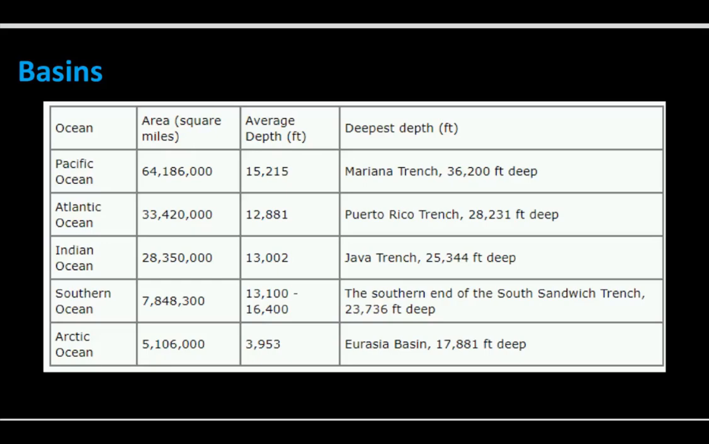But overall, the Mariana Trench is the deepest part of the ocean. And what you'll notice, if you were to look at a picture of these trenches on a map of the plates of the ocean, you'll see that they're usually where plates come together or move apart, however you want to say it. And that's usually where those trenches are.